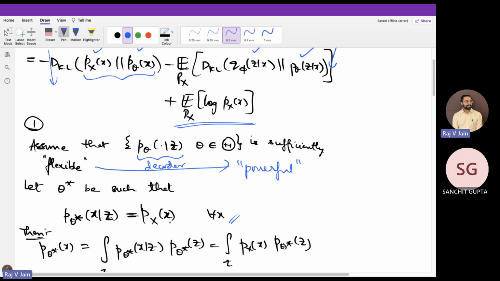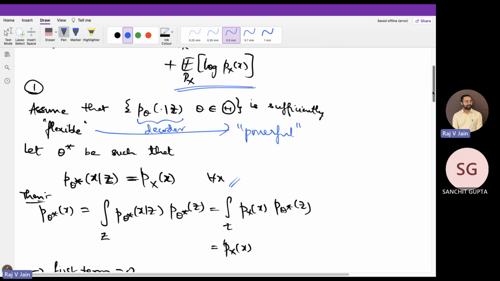Means you're able to match the distribution very precisely. So if that happens, then p theta star of x can be seen as, again, breaking down into latent and this one. And as we said, p theta star of x given z is equal to px of x from this particular equation. So this can be seen as just px of x, because the integral over this quantity becomes 1. So p theta star of x is equal to px of x, right?